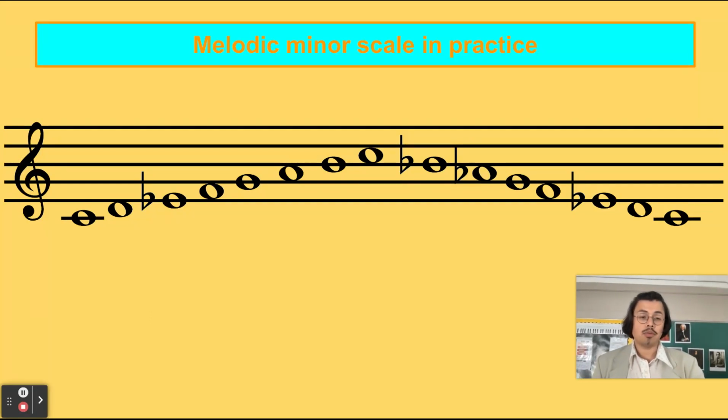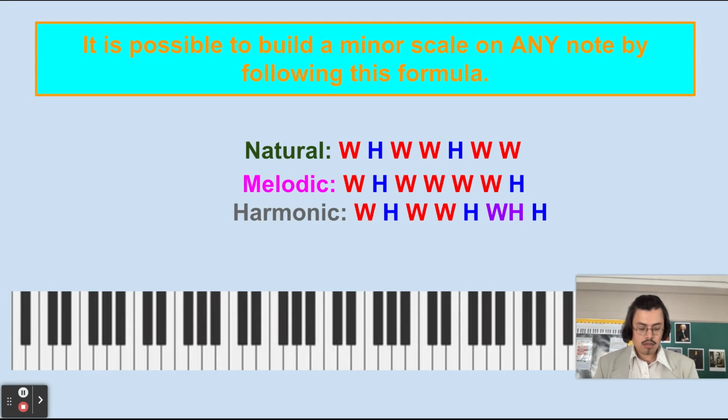The other version, which we saw, which is the harmonic, has that interval, which can be awkward if you're writing music. Anyway, there you have it. It's possible to build a minor scale on any note by following the following formulas. You have the natural, melodic, and harmonic scale formulas with their corresponding intervals. Go ahead, play around with them, figure out how to make major scales from the previous video and minor scales from this video in all three types of ways.